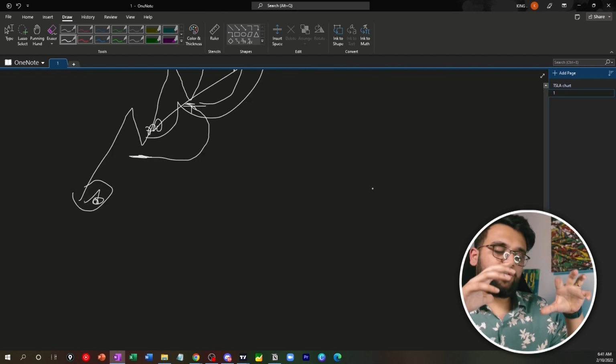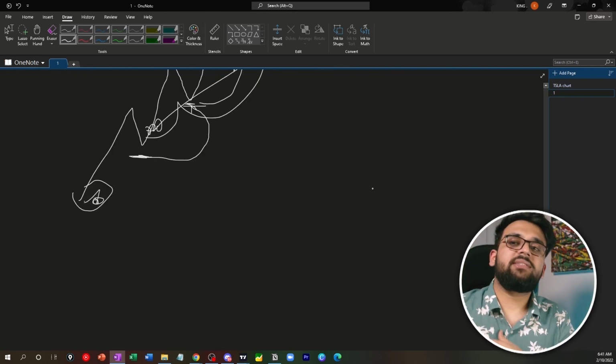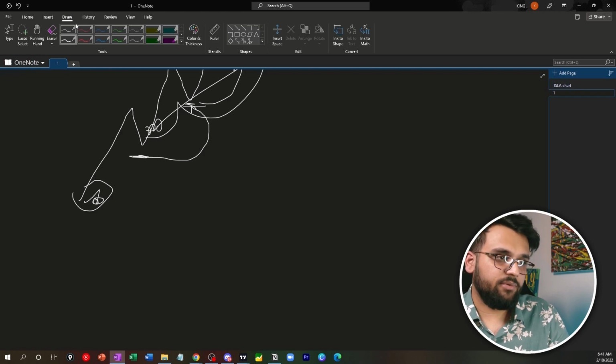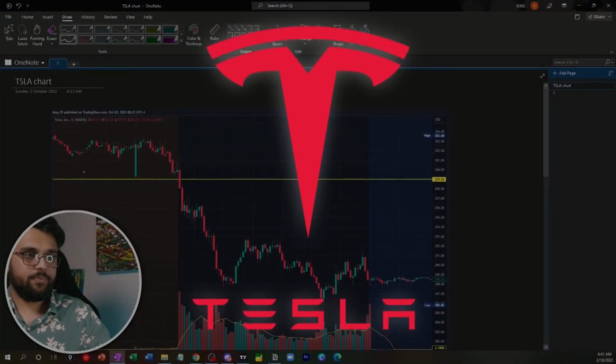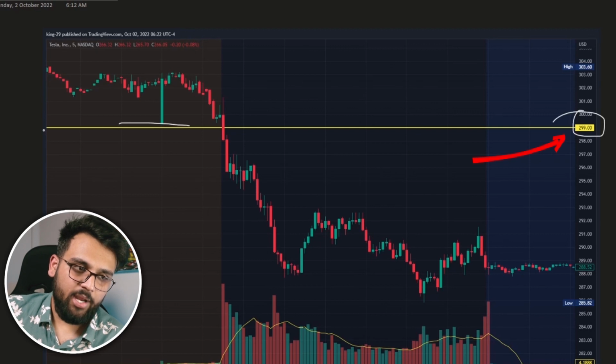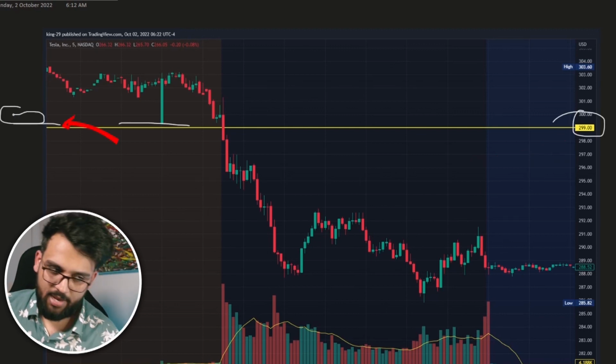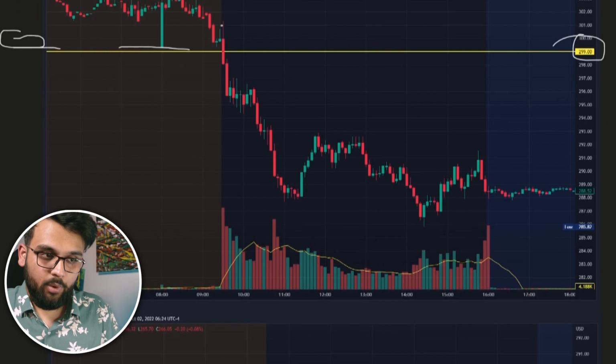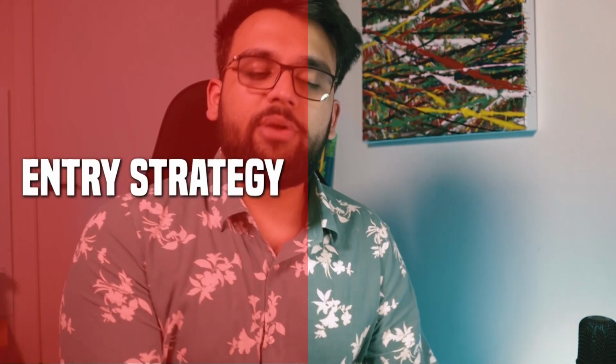Right? Now let's take this criteria and have a look at some of the charts that I found for you guys. So this is Tesla. So what happened at Tesla? This was a 299 level from the pre-market low and yesterday's after hours as well. But anyway, price broke below. So I'm not talking about the entering strategy.